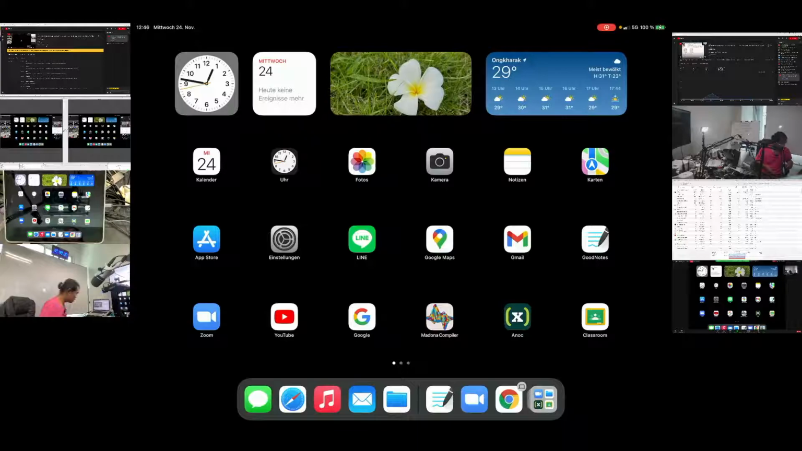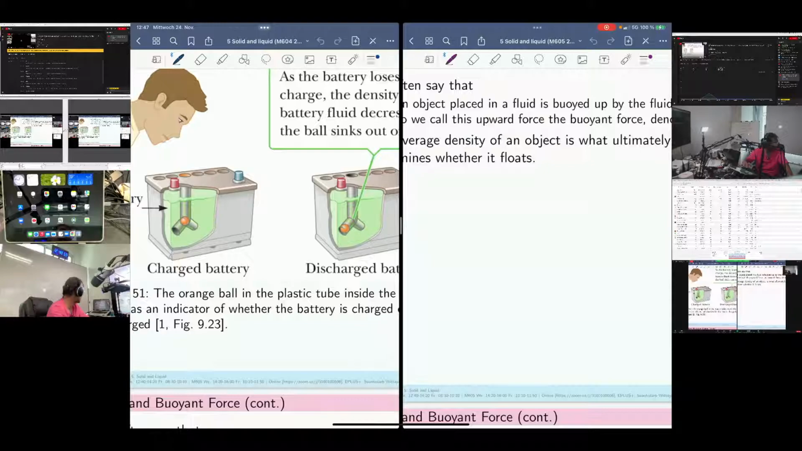All right, now let's continue our lecture. Yes, we arrive at the device, right? A device that is used to measure the density of a liquid, right? Okay, actually the density of fluid, but we can say it's the density of a liquid, right?